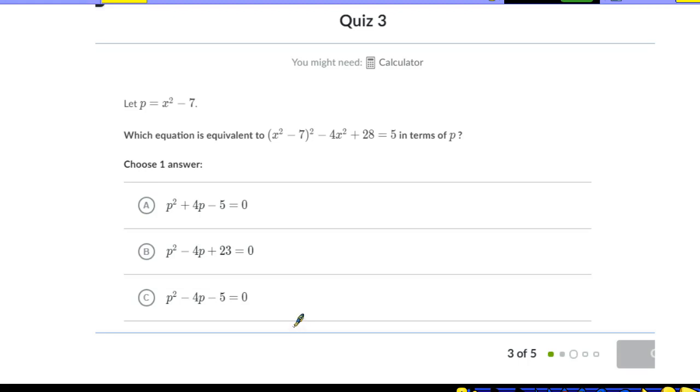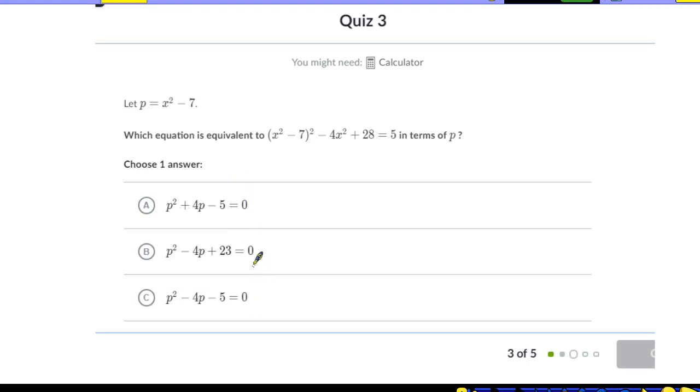I don't know that you can do much about it, but then just click and go on to the next. It'll always give you the option of skipping it for now. Anyways, let's go ahead and try to do this problem. So we see that p equals x squared minus 7, and we want to rearrange this equation so it looks like one of these. The good news is it's just multiple choice. The only problem is it's not clear which one of these is going to be the one.